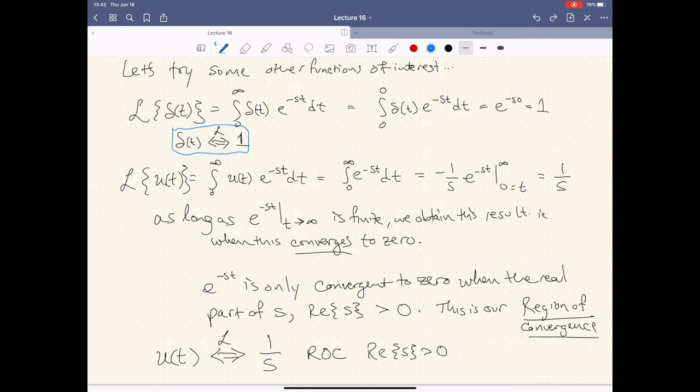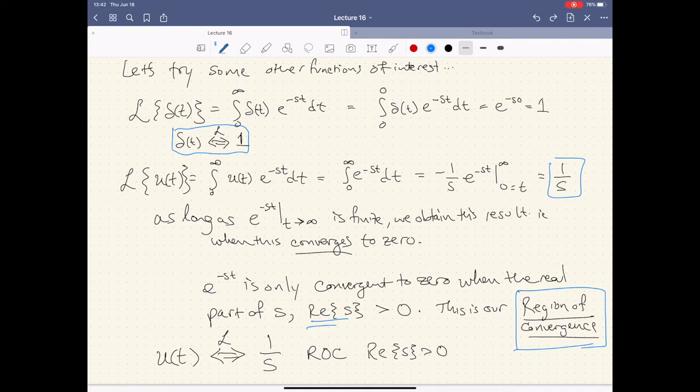We don't want that. So we set rules. We set what's called a region of convergence. And so e to the minus st is only convergent to 0 when the real part of s, which we designate with Re of s, is greater than 0. And so we can write comfortably our Laplace transform is equal to this. But the region of convergence, the places for which this is true, or the conditions under which this is true, is only when the real part of s is confined to being positive.